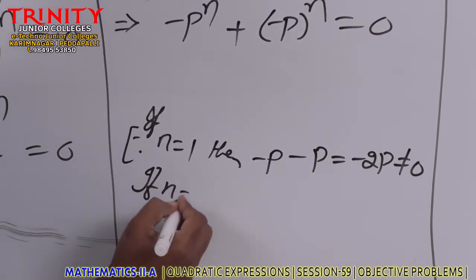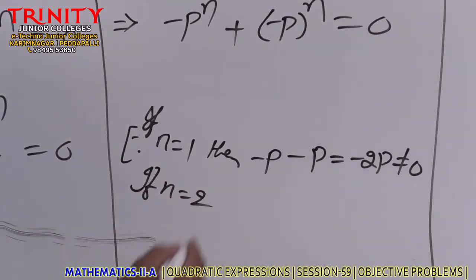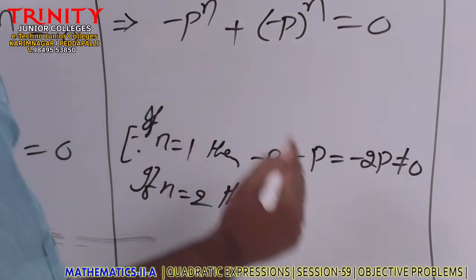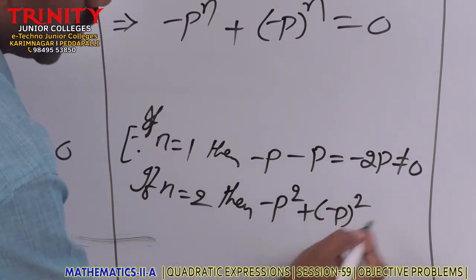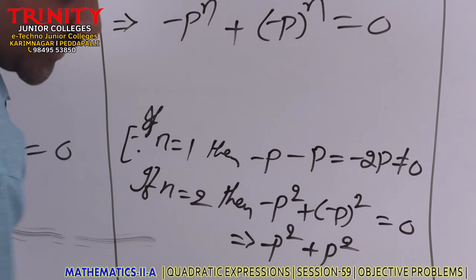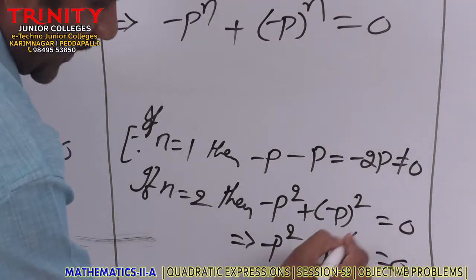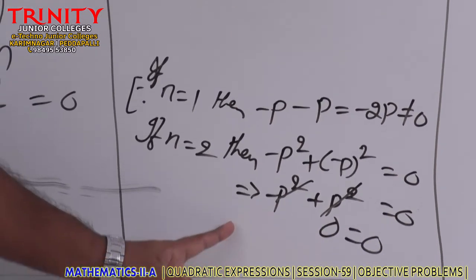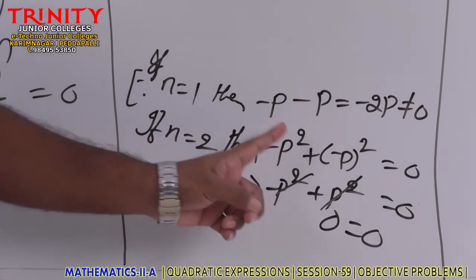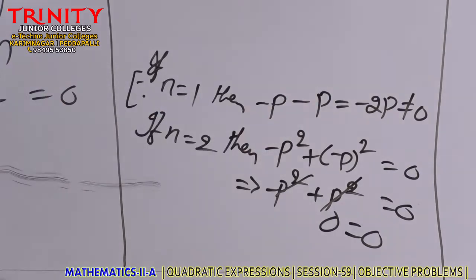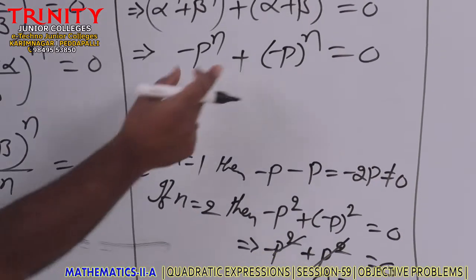If you take n equal to 2, then it becomes minus p^2 plus (minus p)^2. On the right side we have 0. Minus p^2 stays as it is, and (minus p)^2 is nothing but plus p^2. Therefore, minus p^2 plus p^2 gets cancelled, and it is 0 equal to 0, which is an even number. Therefore, when n is odd, this sum is not equal to 0. If n is even, then this sum becomes 0.